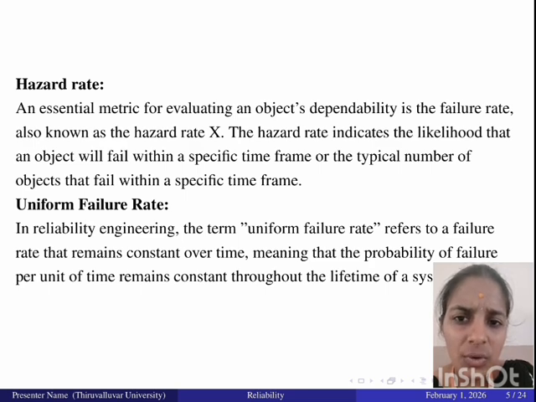Next definition is uniform failure rate. In reliability engineering, the term uniform failure rate refers to a failure rate that remains constant over time, meaning that the probability of failure per unit of time remains constant throughout the lifetime of a system.